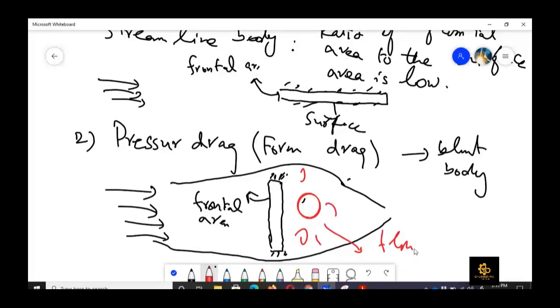Sir, I did not understand this. Yes, please ask. Sir, I did not understand this point, frontal area greater than surface area. A little bit on the first point.